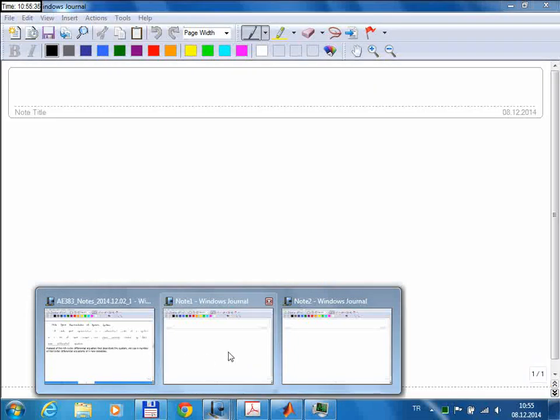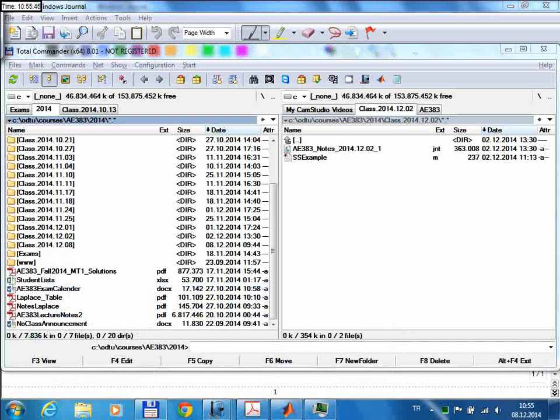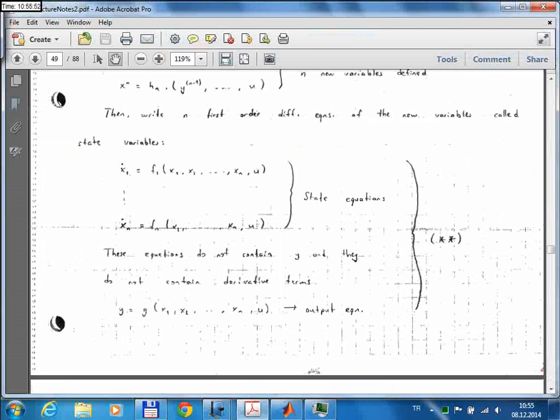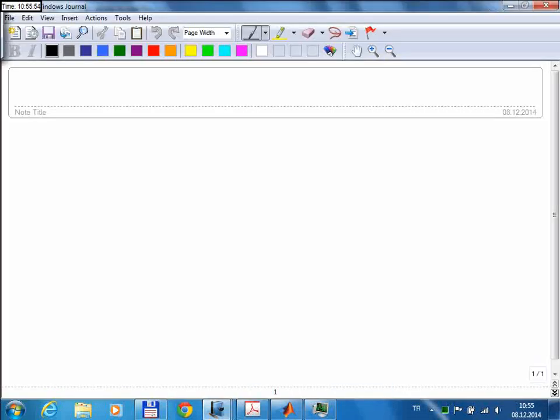Okay. So last week I started talking about state space representation of dynamic systems. So this is really an important topic, and I will continue with that topic. Okay, so what we do here is we express the differential equation for a system in a different form.